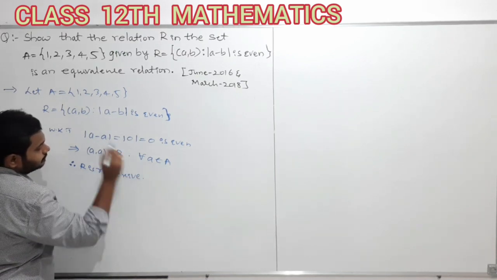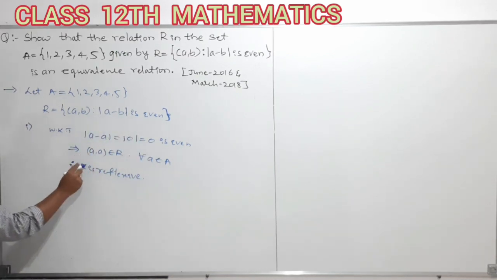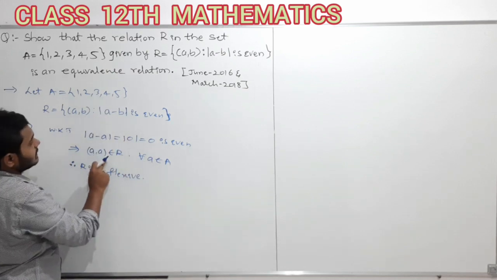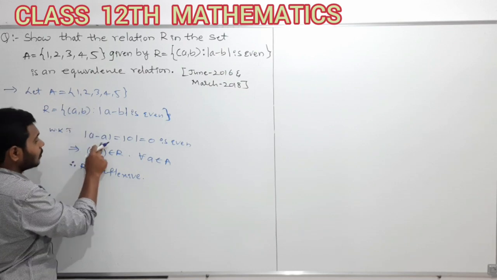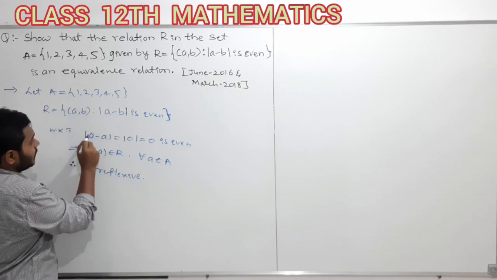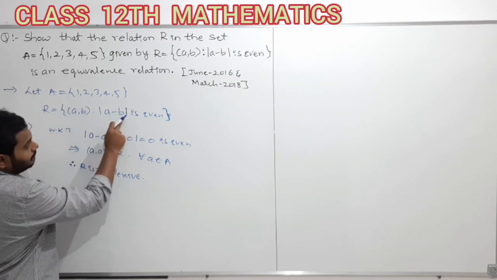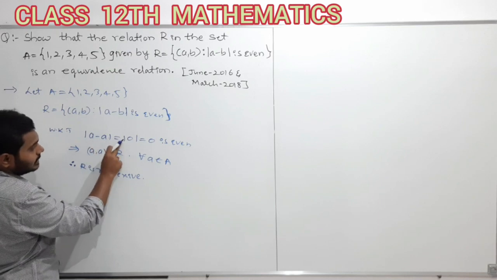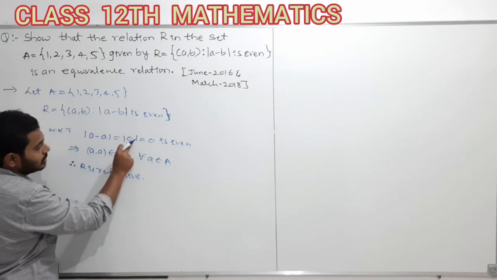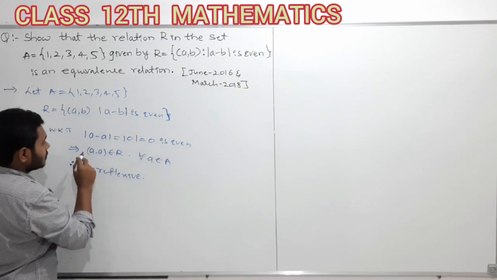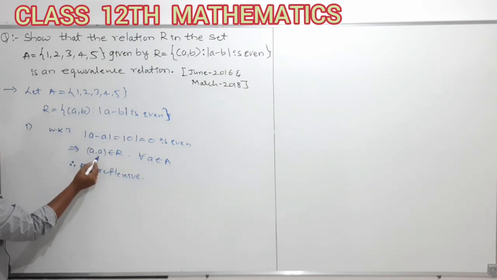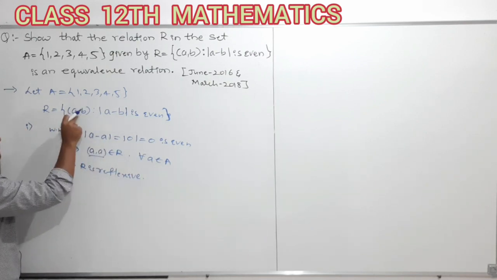Am I clear, my dear students? So what I am doing here is checking whether every element of A is related to itself or not. To check that, I took A minus A, which is 0. So here also I am taking the modulus of 0, and the modulus of 0 is equal to 0. So 0 is even, we know. So if 0 is even, then this ordered pair will be in R.